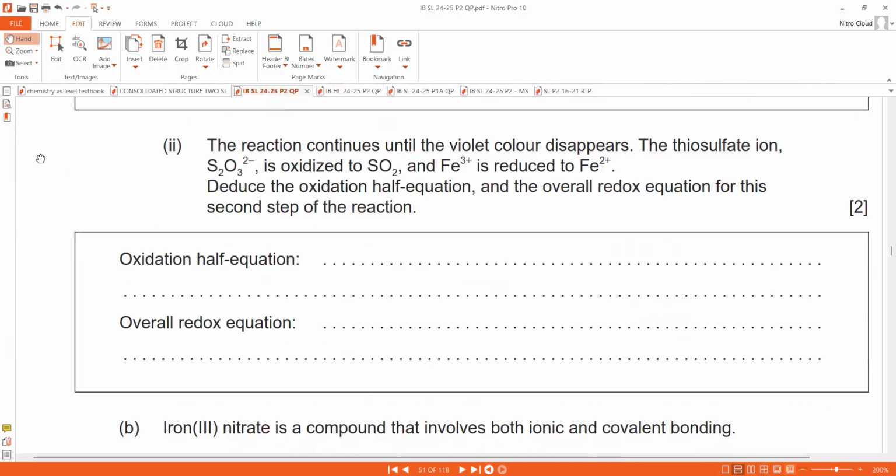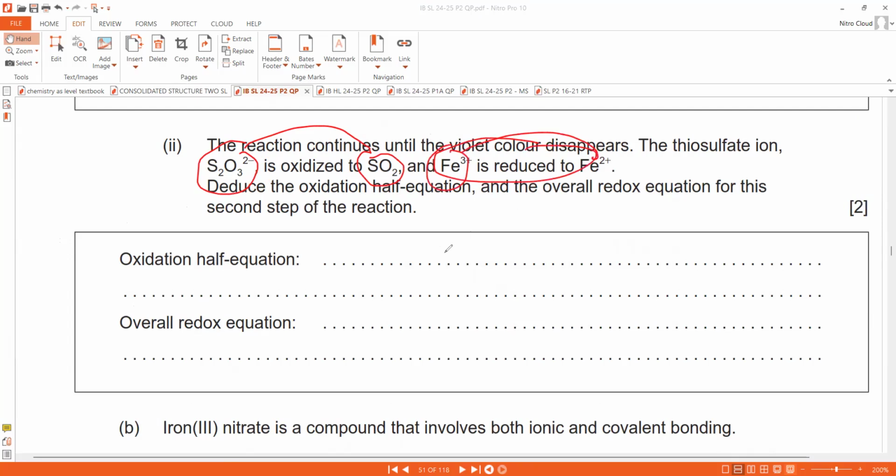So in this the reaction is between S2O3, which is thiosulfate, and Fe3 plus. S2O3 gets oxidized to SO2, Fe3 plus gets reduced to Fe2 plus. Okay. So in the oxidation half equation I'm talking about this to this, and in the reduction half equation this to this.